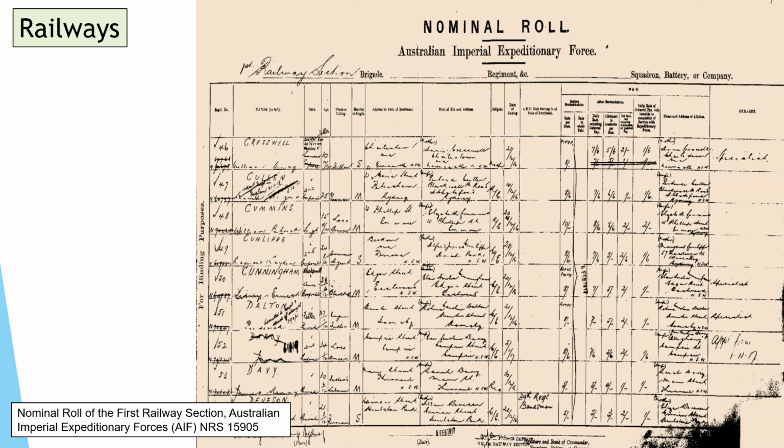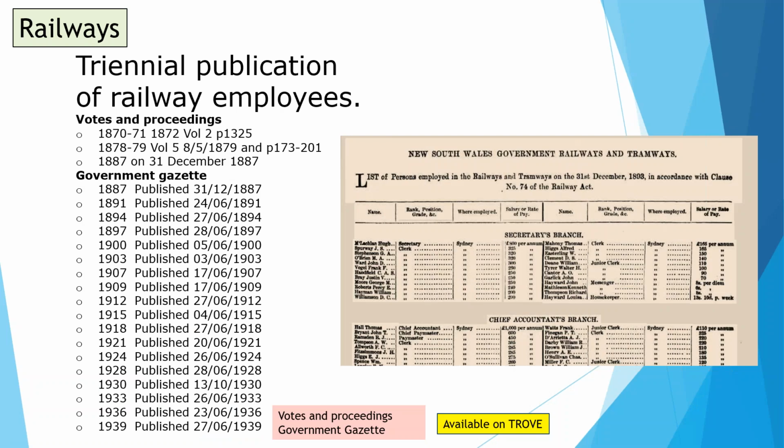Nominal role of Australian Imperial Forces. This is also railways. I believe this one's indexed online. Now this is the plan B. If you ever have problems with finding railway employees, every 3 years they used to post all the employees of the railways in government's votes and proceedings initially, and then later on the Government Gazette.